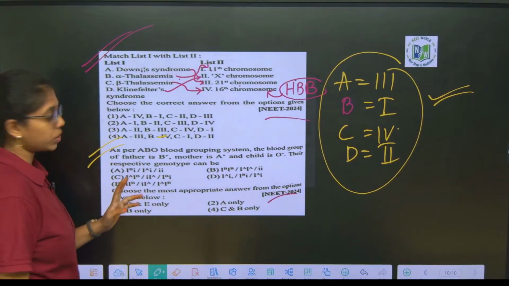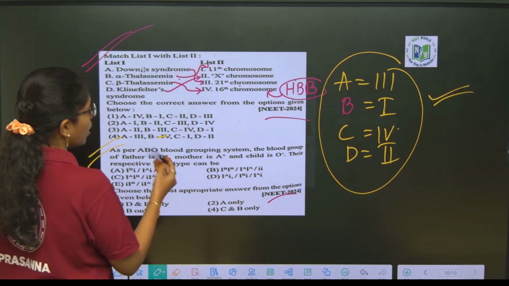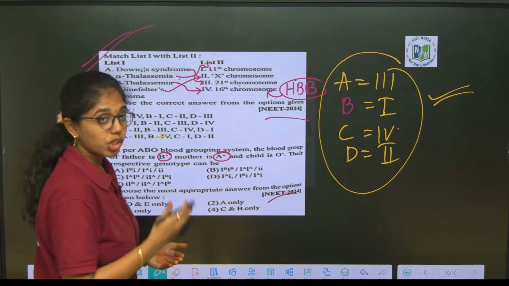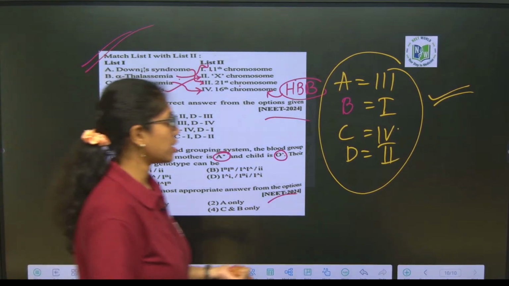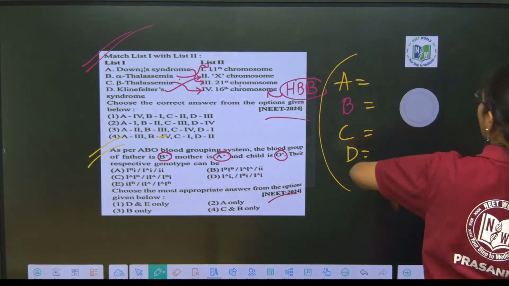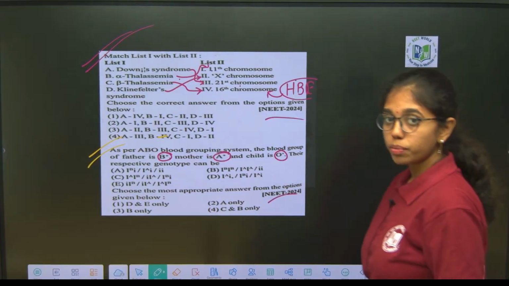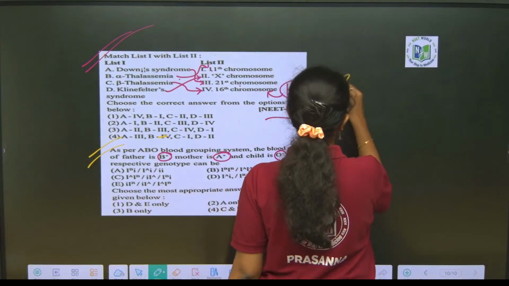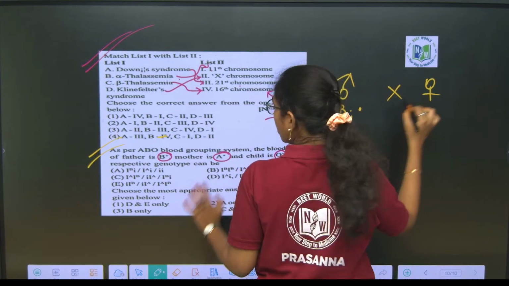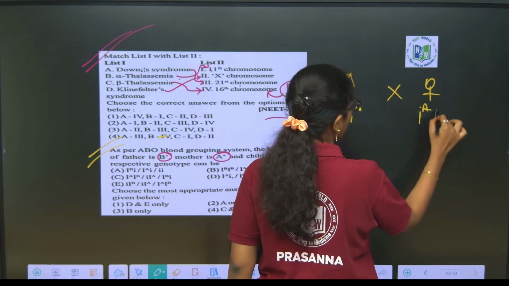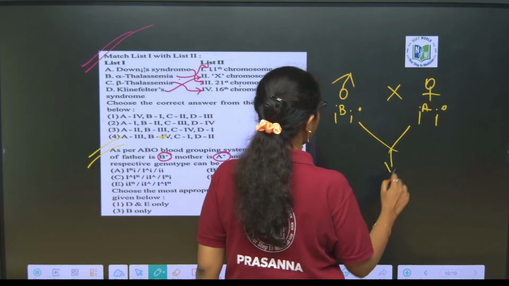Next, last question. As per the ABO blood grouping system, the blood group of the father is B positive and the mother is A positive and the child is O positive. What is their respective genotype? So if the child is O positive, both of them should be heterozygous. Male is B positive, so it can be of this condition, and crossed with the female with A positive, so it is of this condition. In this case only, offspring can have O positive blood grouping.